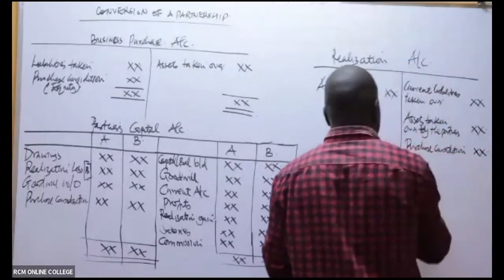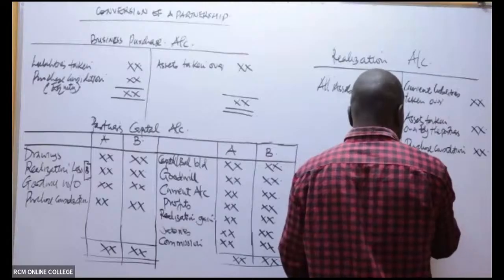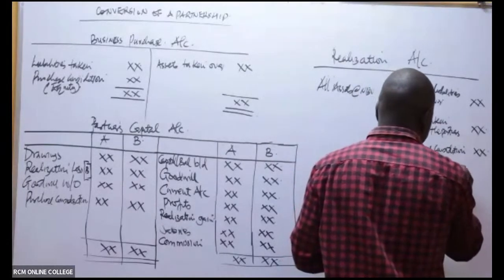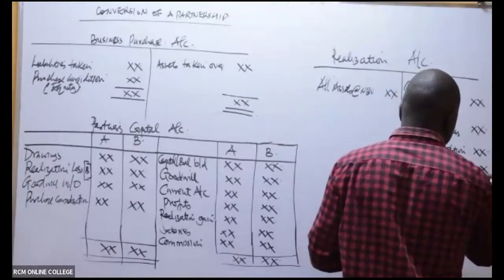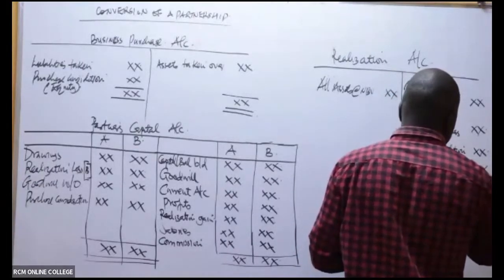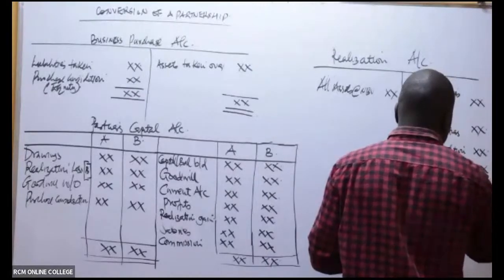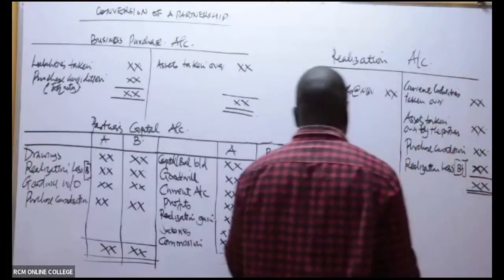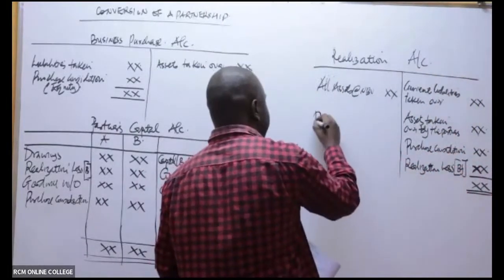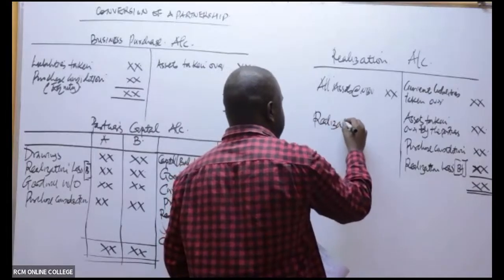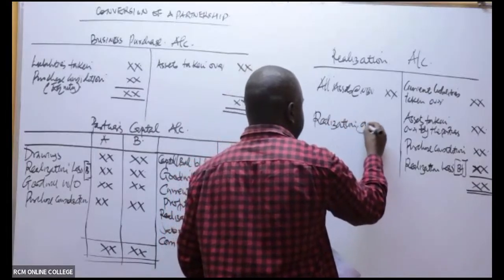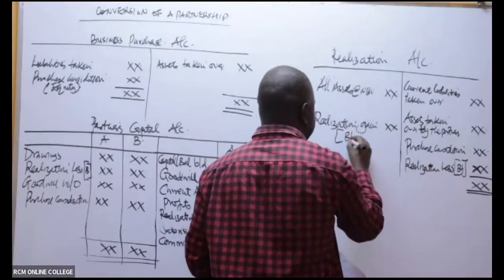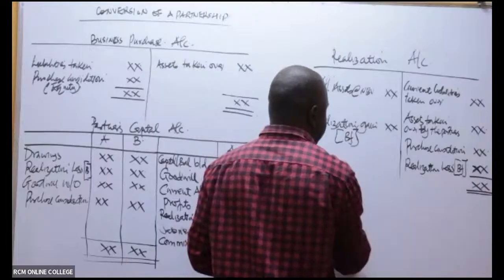Then also in this particular account, you'll be able to have the realization loss. It is the balancing figure. It is on this side, so it will be a realization loss. But if it is actually a realization gain, then it will be on this side, which also will be the balancing figure if this side is more than this side.